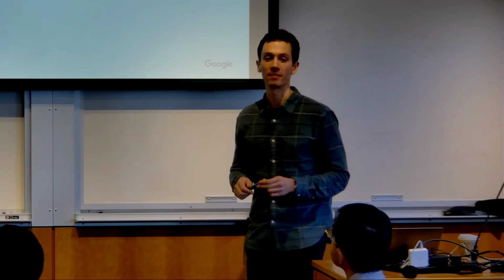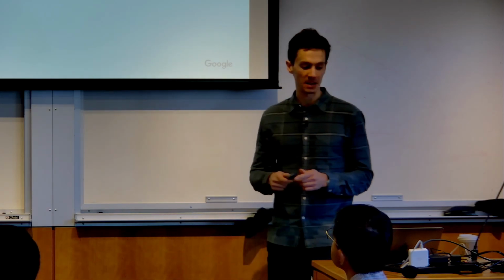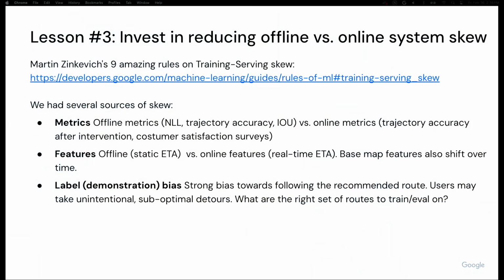So the third lesson, and I think that this was the most bitter lesson for me, was that skew between offline and online systems can have a massive impact on your experimental results. Martin Zinkevich has this great section on training serving skew in his Rules of ML article that I definitely recommend reading. It's pretty short, but I think really good for ML practitioners. And we had a few sources of skew in our experiments.